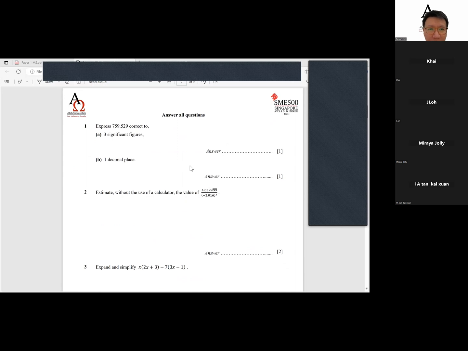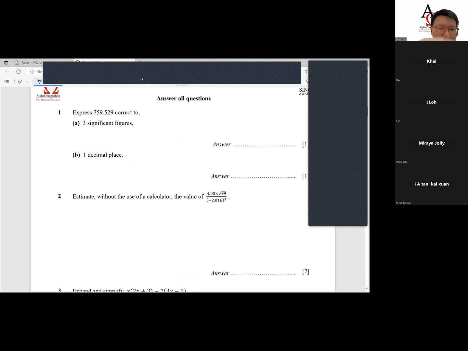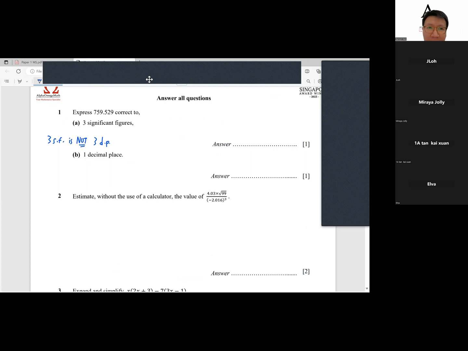For question one, it says express 759.529 correct to 3 SF, or 3 significant figures. I want to highlight some common mistakes first. Many students think that 3 SF is 3 DP. It is not true. If you have your papers with you, you can copy this down: 3 significant figures is not 3 decimal places. Be very mindful as you do this kind of question. SF refers to digits that are important.